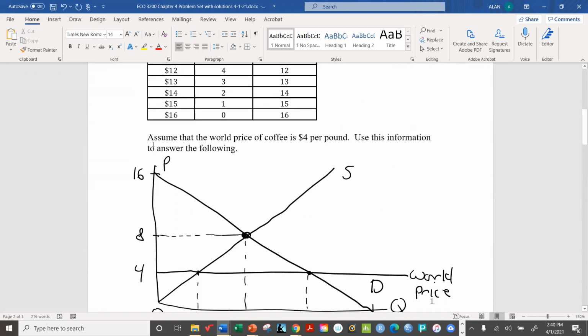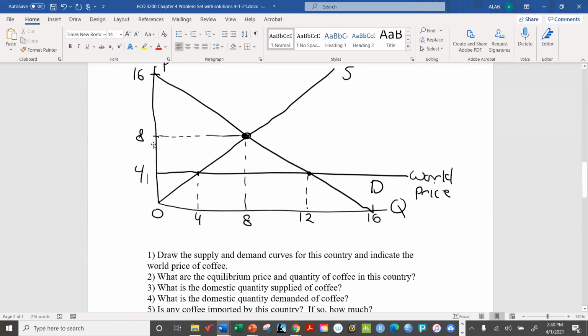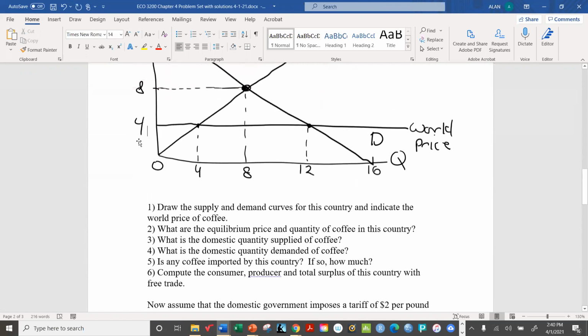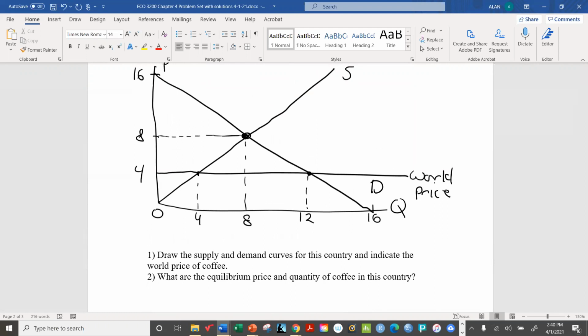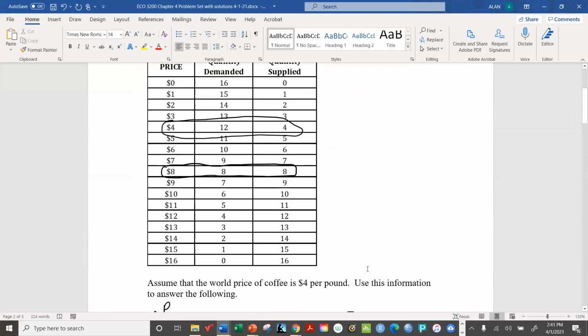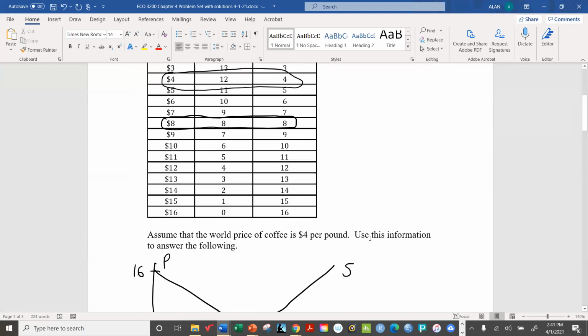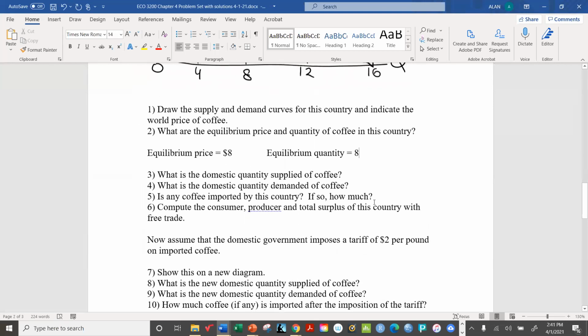So once we've drawn the picture, what are the equilibrium price and quantity? Clearly, just by looking at it, the equilibrium price in this country would be $8 in the absence of trade, that is, and the equilibrium quantity is 8 units. In fact, let's think of this as millions of pounds of coffee per year. So we would consume 8 million pounds of coffee.